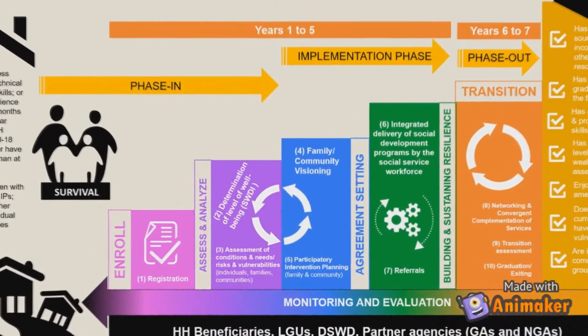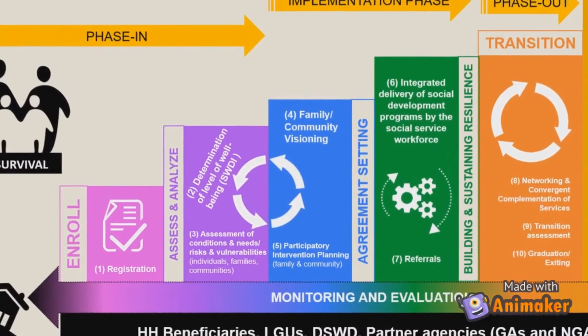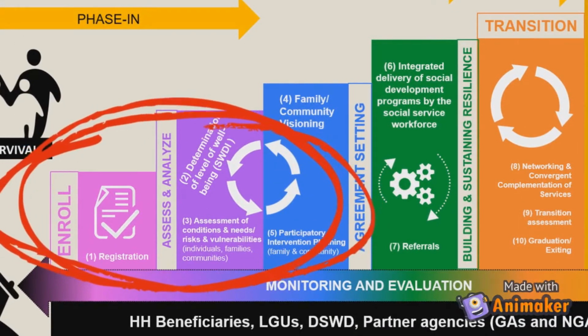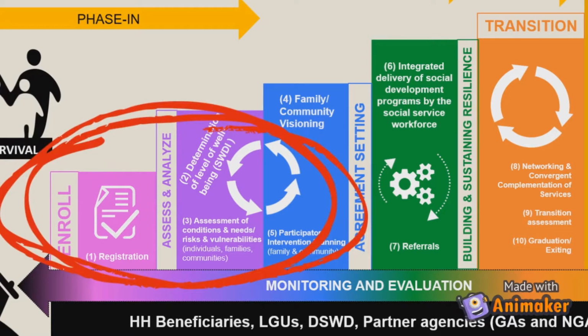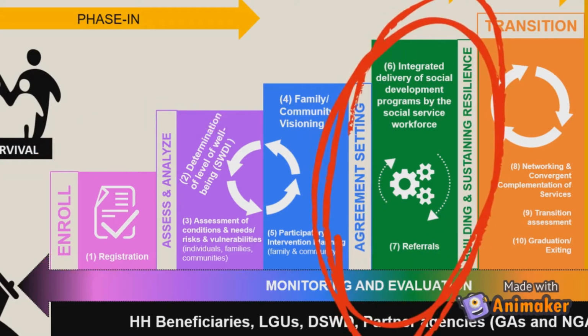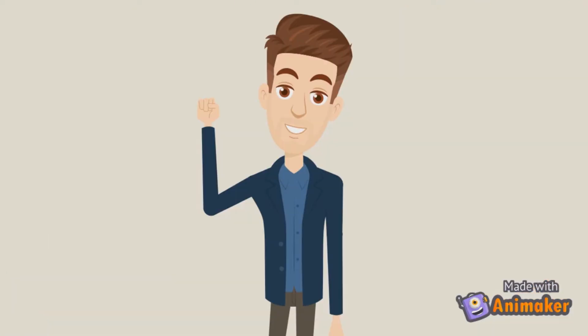Before we continue, let's go back to the KU framework. You were introduced to two components under Phase In, which are registration and assessment. It was followed by the discussion on agreement setting and integrated delivery of social development programs and services by the social service workforce under the implementation phase. We are now ready to discuss working with communities.